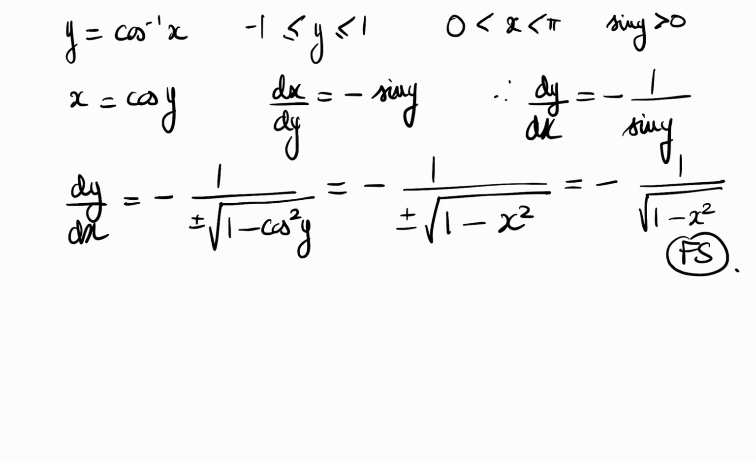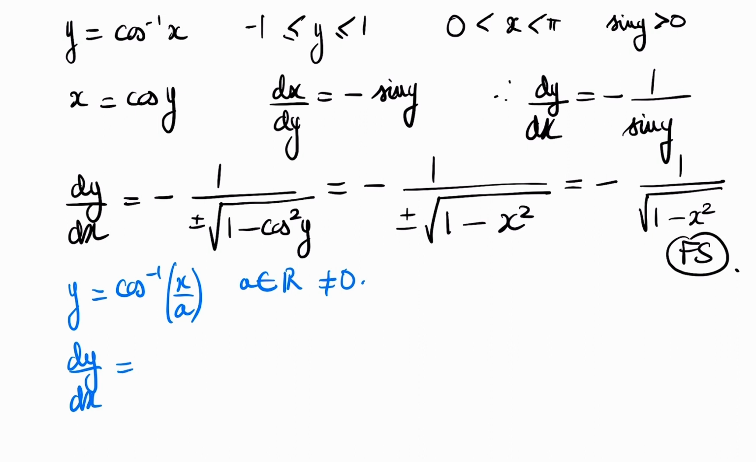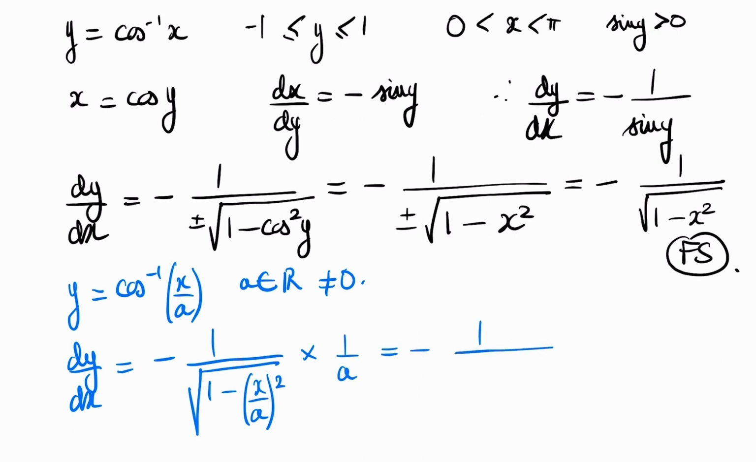Now, let's change color. If I have y equal cosine minus 1 of x on a, where a is a real number different of 0, then dy over dx is equal to minus 1 over root of 1 minus x on a square times the derivative of what's inside. There's a chain rule. Okay, so we can simplify that: minus 1 over root of a square minus x square.